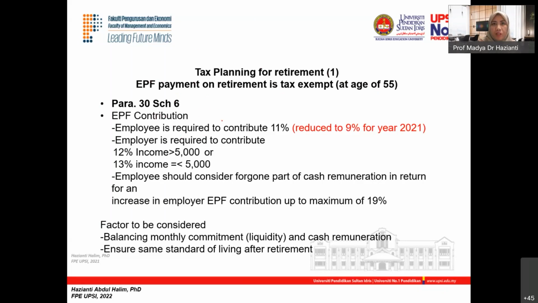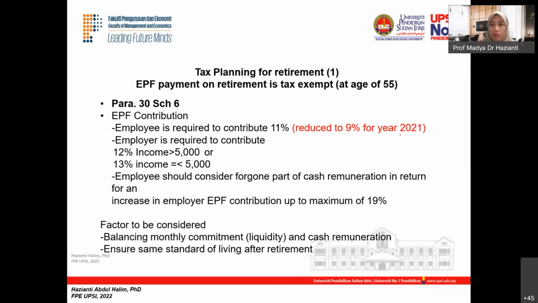Okay, which means employee is required to contribute 11%. All this while it is 11%. So starting from year 2021, it is reduced to 9%. So everybody knows because of the pandemic and then the economy is not so good. So employee is not required to contribute 11%. It can be reduced to 9% for year 2021.